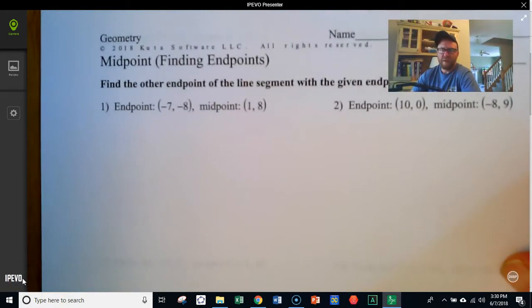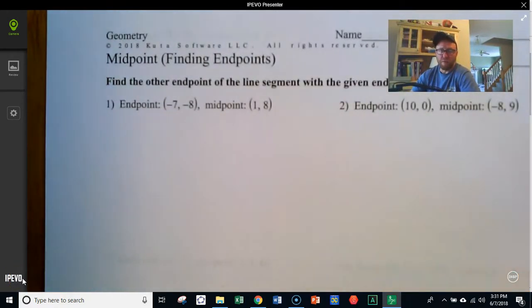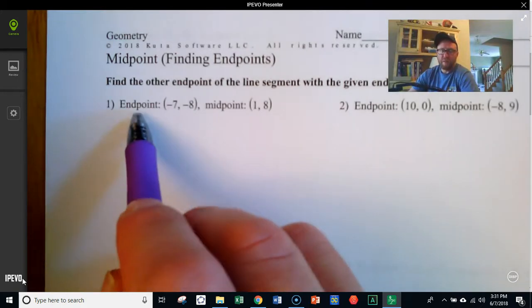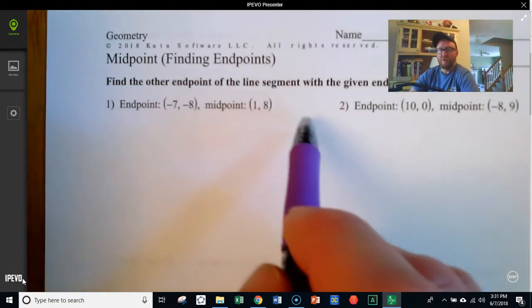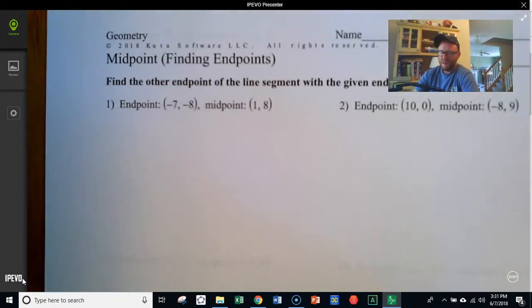All right, here's another common problem you'll find when you're dealing with midpoints: given one endpoint and the midpoint of a segment, where's the other endpoint? You could set up some complicated equations for this type of thing, but I think it's easier just to work with a table. Here's what I mean by that.